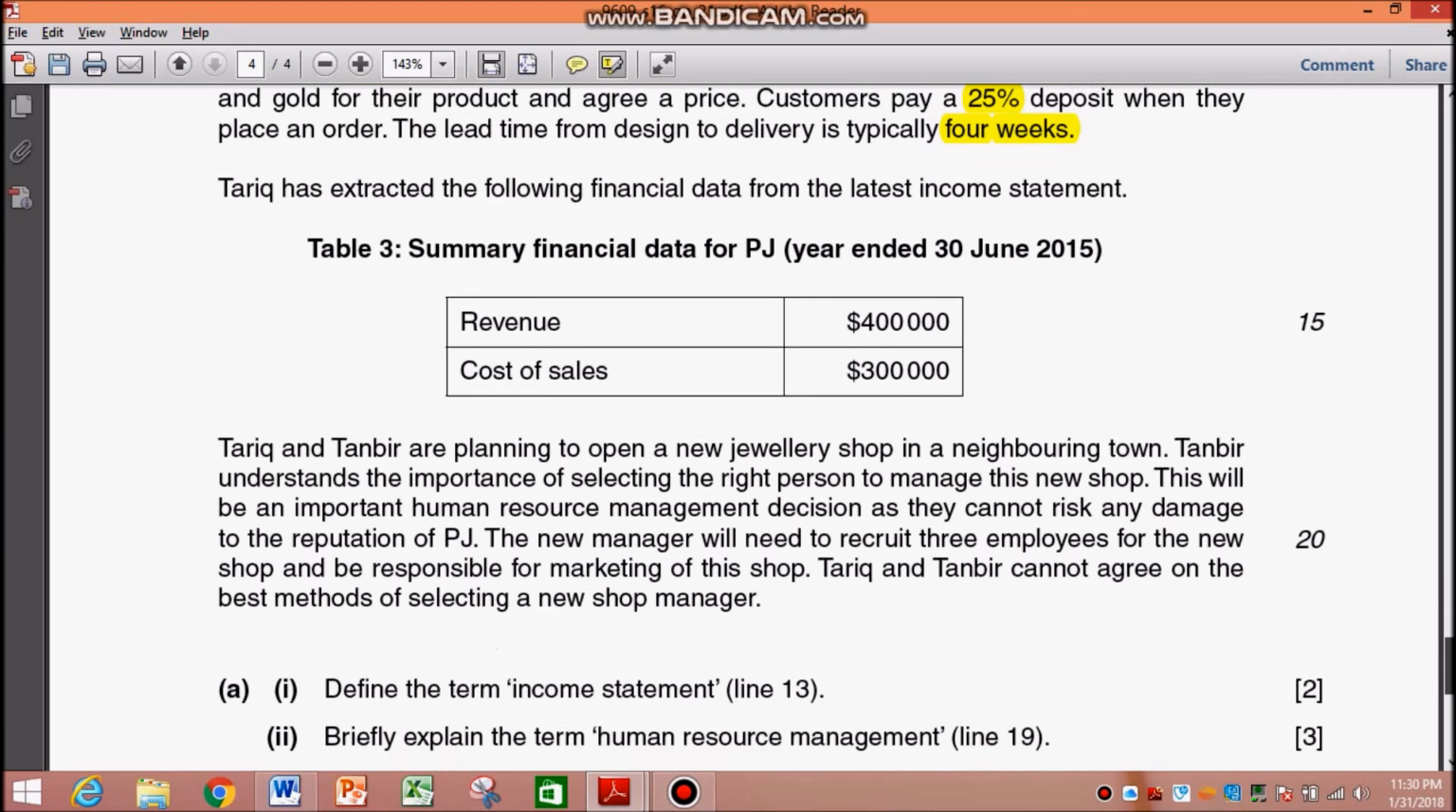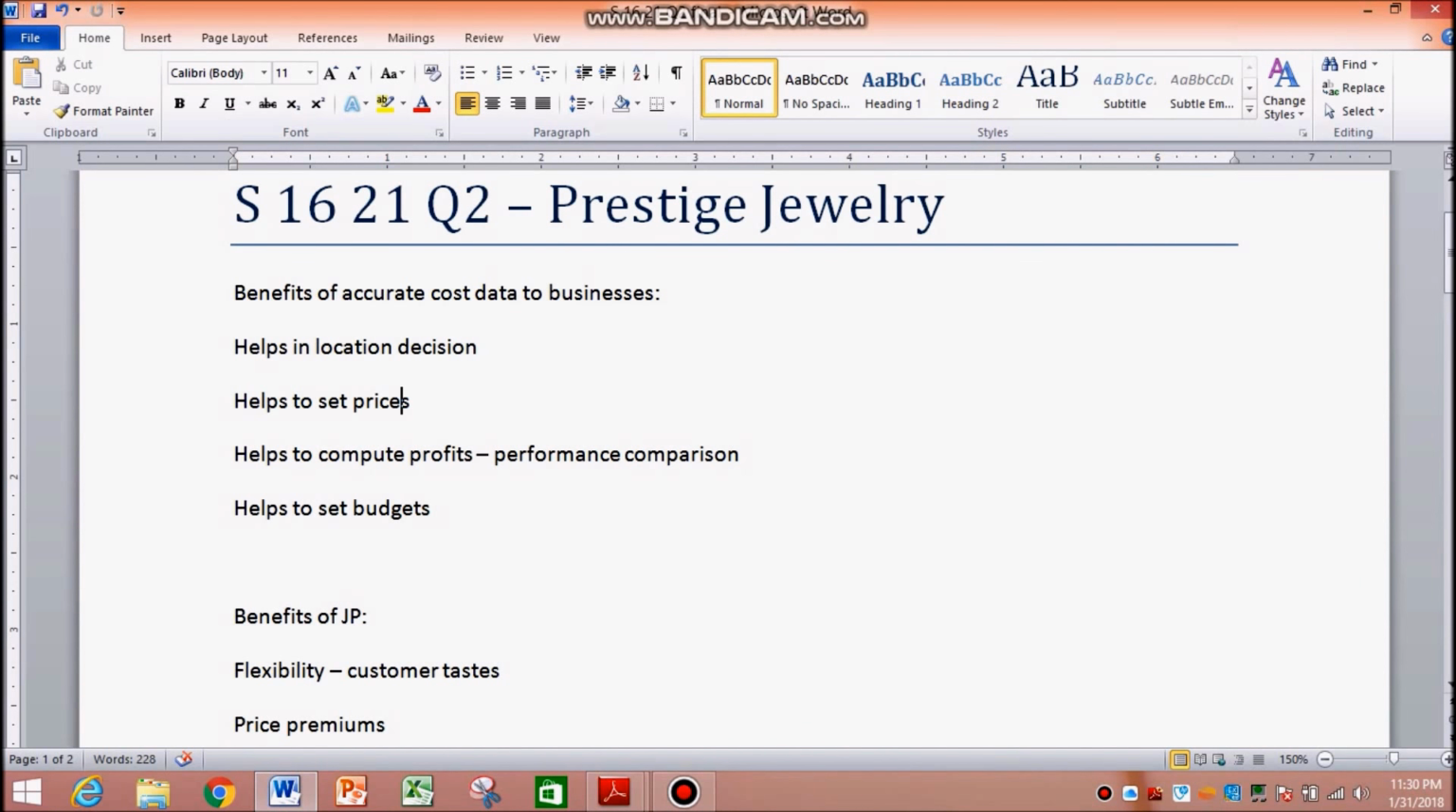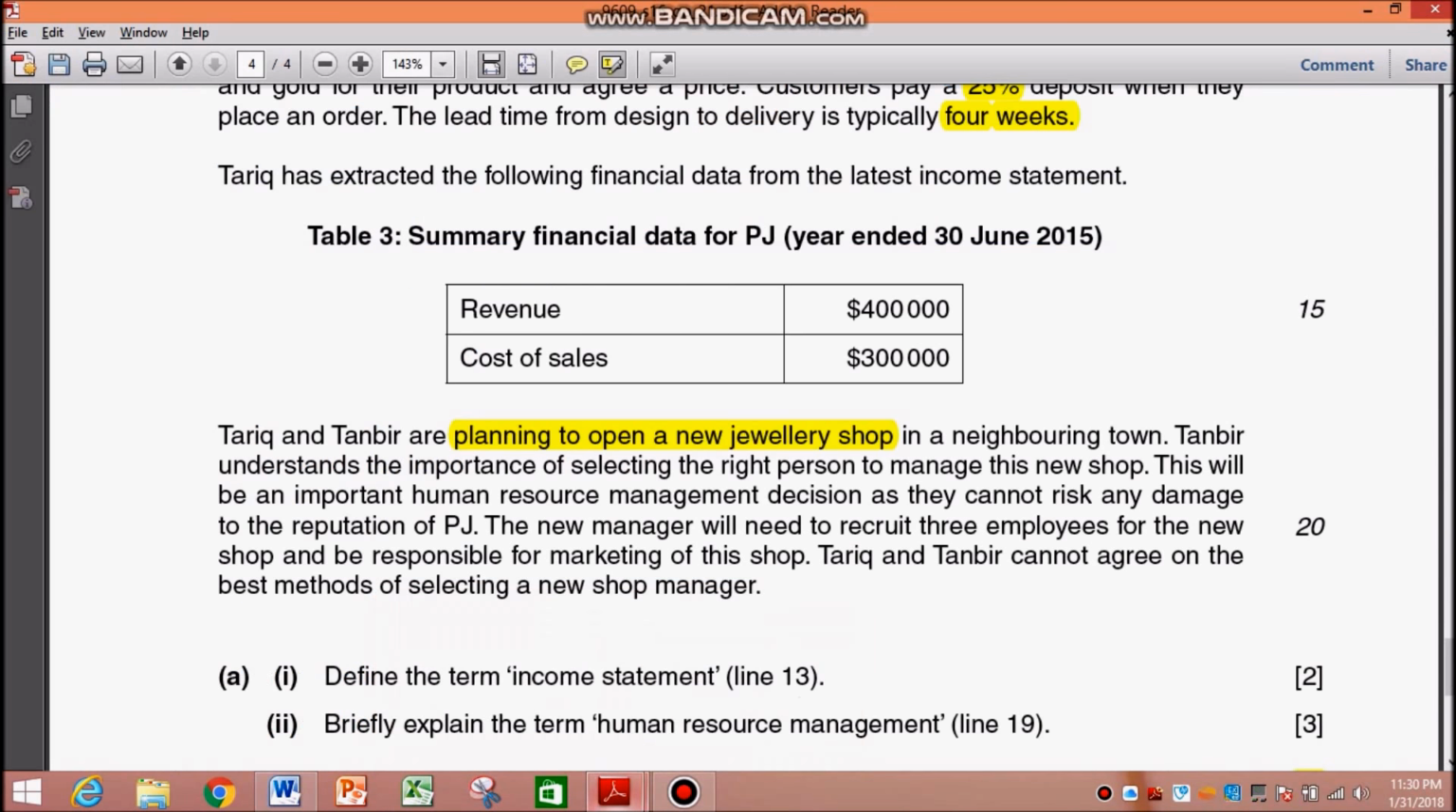I'm going to skip this table for now. Tariq and Tanbir are planning to open a new jewelry shop in a neighboring town. This alerts the students or anyone reading the case that these partners actually have a location decision to administer. Another benefit of accurate cost data that we can apply here, that if you have a good record of your cost, you'll be able to choose the best optimal location that offers you the best combination of quantitative and qualitative factors. Tariq understands the importance of selecting the right person to manage this new shop.